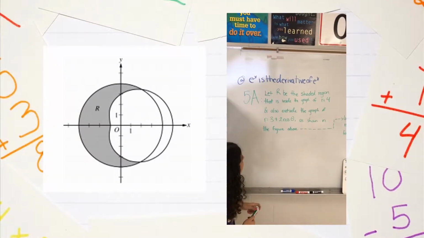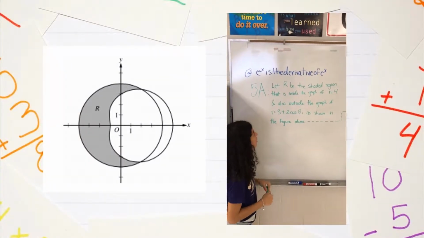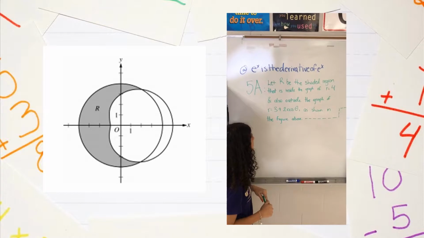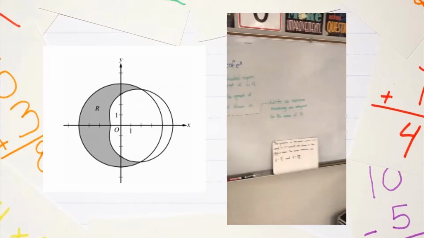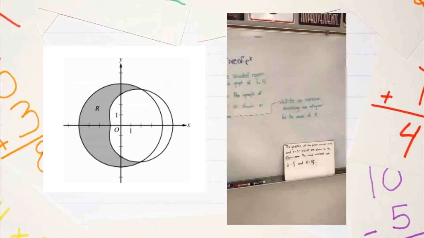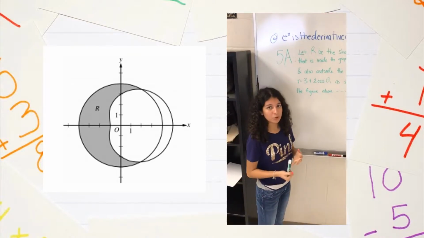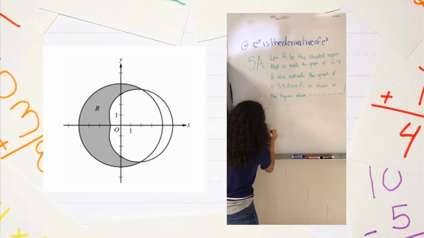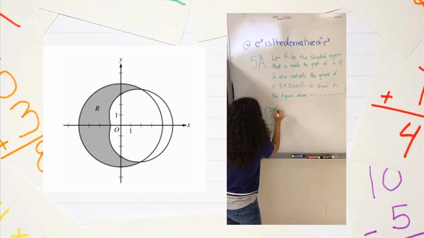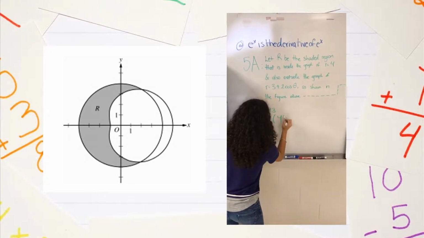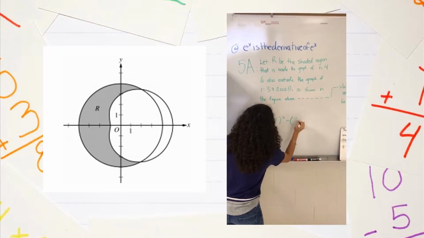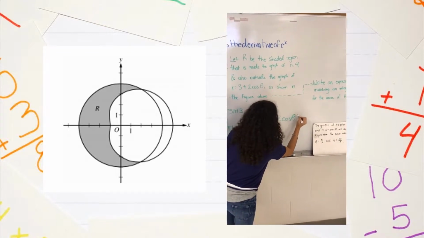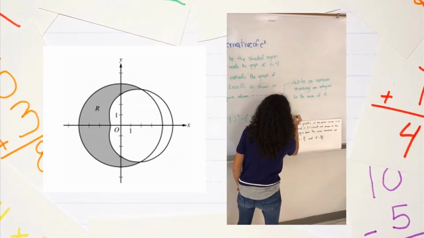Part A states, let R be the shaded region that is inside the graph of r equals 4 and also outside the graph of r equals 3 plus 2 cosine theta, as shown in the figure above. Write an expression involving an integral for the area of R. This question is basically asking to find the area between polar curves. Therefore, we find the integral from pi over 3 to 5 pi over 3 of 4 squared minus (3 plus 2 cosine theta) squared, d theta.